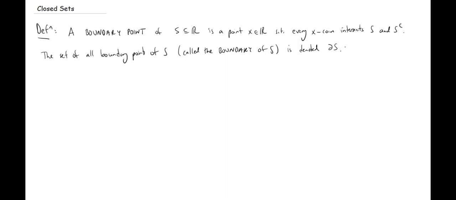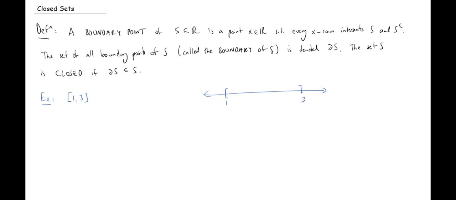Okay, and so now we can give a definition of what it means for a set to be closed. So the set S is closed if S contains all of its boundary points. Okay, so it will definitely help to have an example here. So let's consider the interval 1 to 3. So I have 1, I have 3, and I get to include the endpoints.